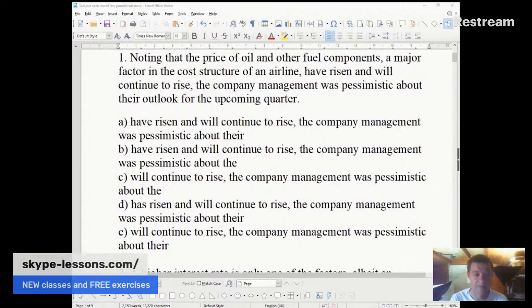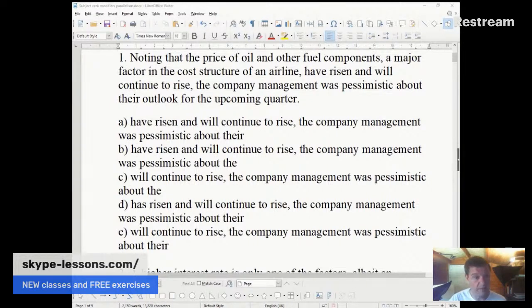Because it doesn't have a doer. But it's still, I must admit, it describes the subject of the main clause. It describes the company management. Yeah, it's the company management noting that the price of oil and other fuel components, blah, blah, blah. So we open with a participle phrase, and then we've got a comma around a major factor in the cost structure of an airline.